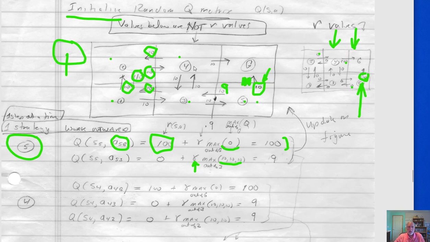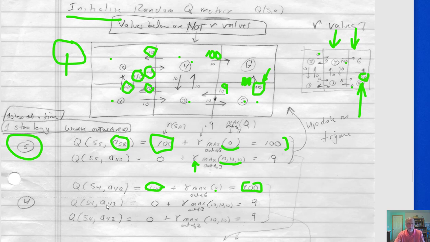All right, now we're going to say, well, let's be in state 4. And if you go to the goal, you get the local reward of 100. And then there's nowhere to go, so the maximum Q out of there is 0. So that Q value becomes 100. So this is 100 here.